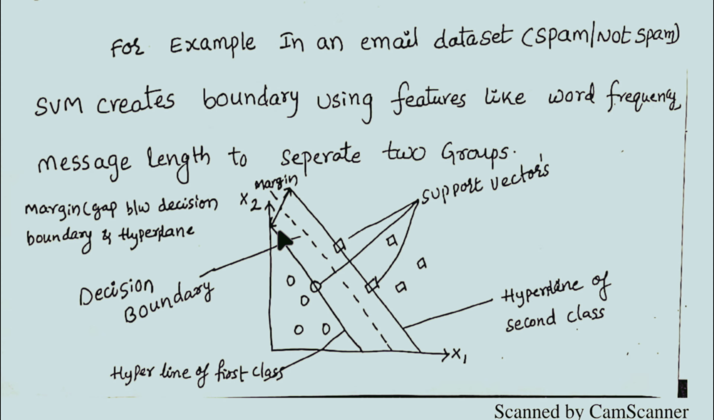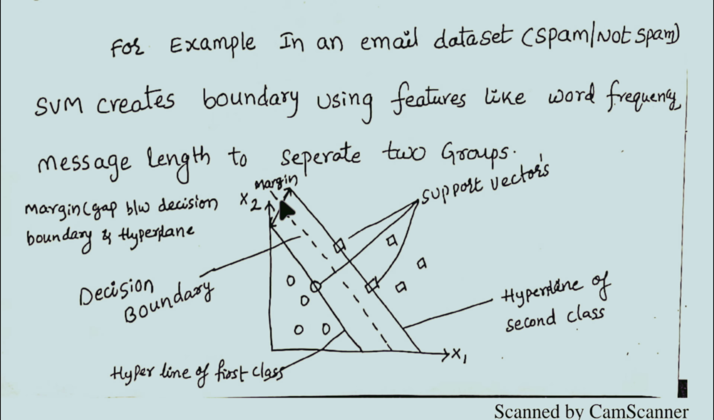Here one of the most important things is the gap. This is actually called the margin. What is the meaning of margin? It is the gap between the decision boundary and the hyperplane. This is called the hyperplane and this is called the decision boundary. So that is all about the support vector machine.